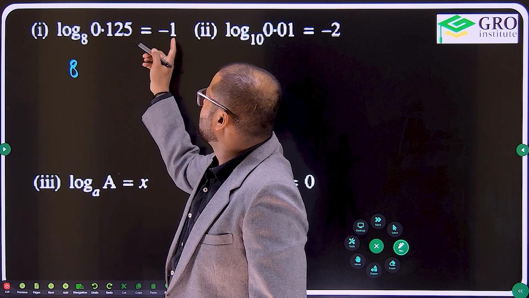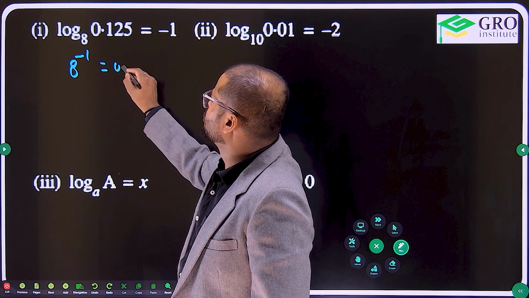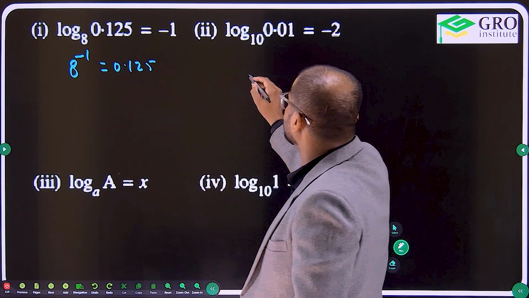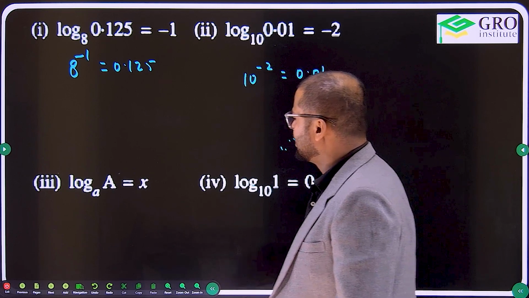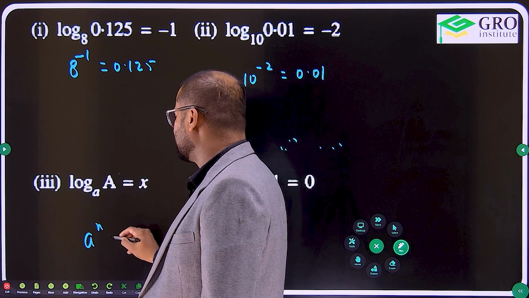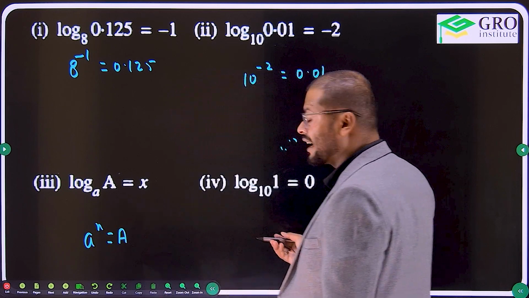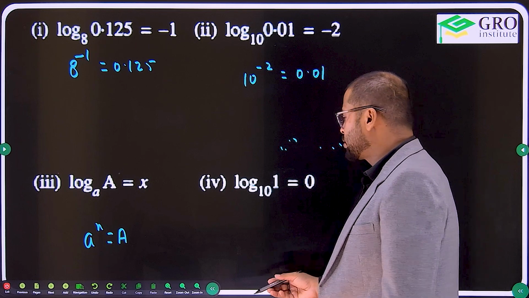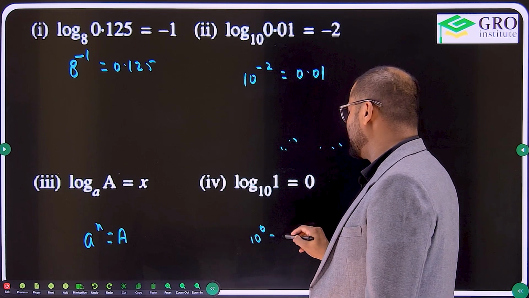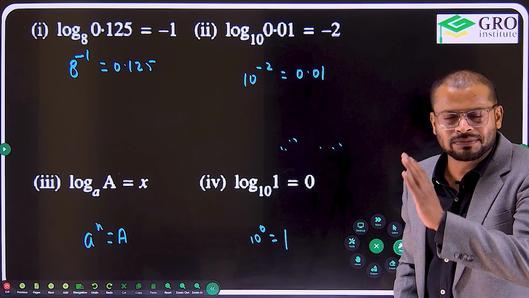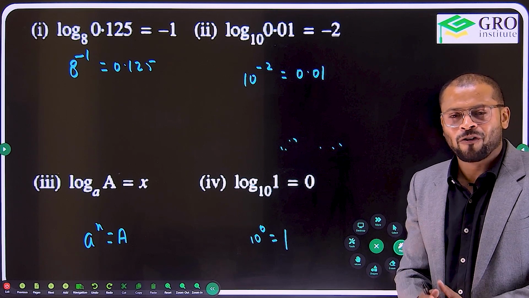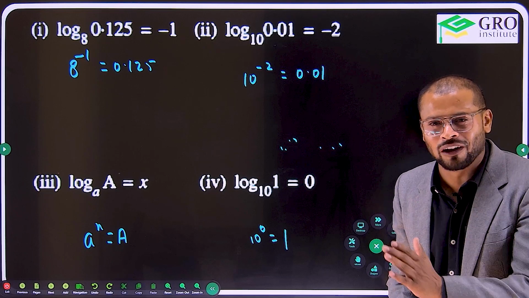8 to the power minus 1 is equal to 0.125. This is 10 to the power minus 2 is equal to 0.01. This is a to the power x is equal to a. This is again logarithm form into exponential form. 10 to the power 0 is equal to 1. I hope basics are clear. So now let's move to our second part for better understanding and solving some good questions.